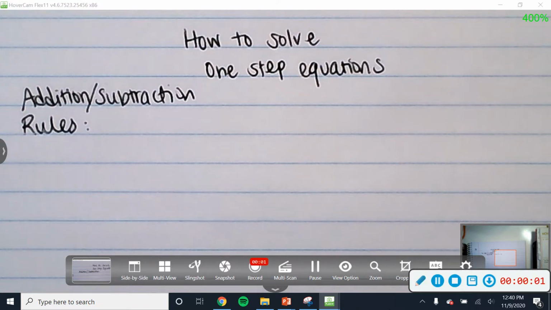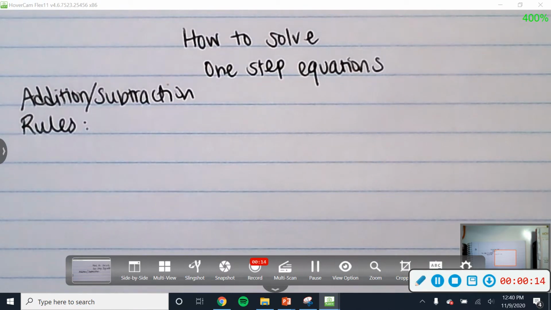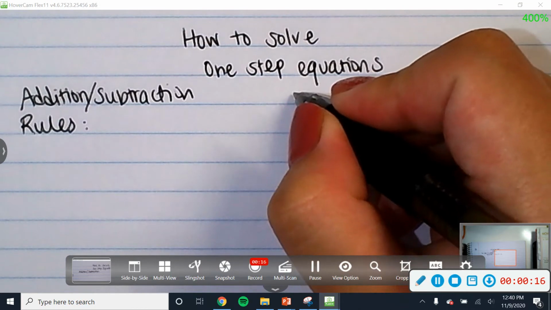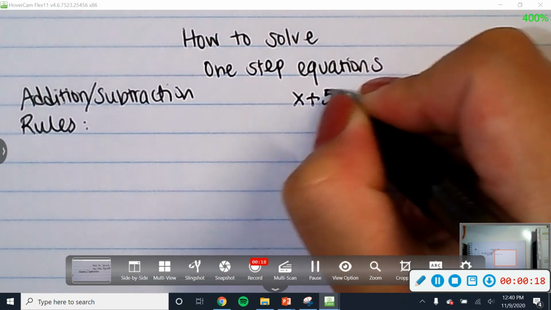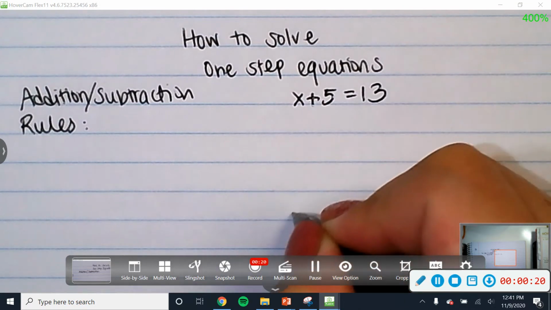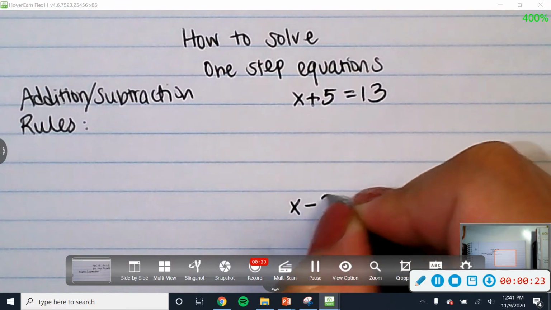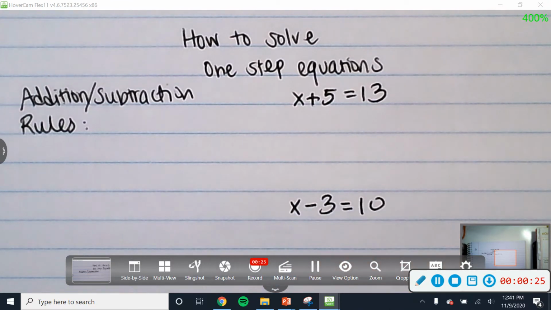Today we're going to be talking about how to solve one-step equations. We're going to break this down into addition, subtraction, and then also multiplication and division. Starting with addition and subtraction, we are going to be looking at two problems here. The first is going to be x plus 5 equals 13, and the second one is going to be x minus 3 equals 10.